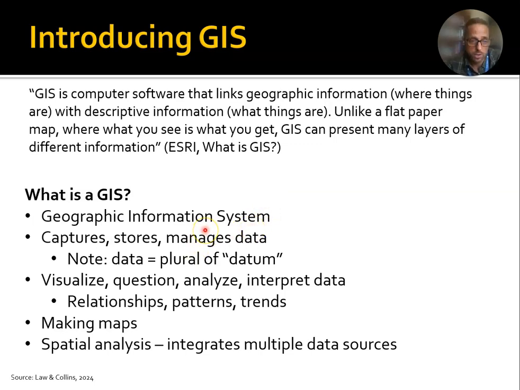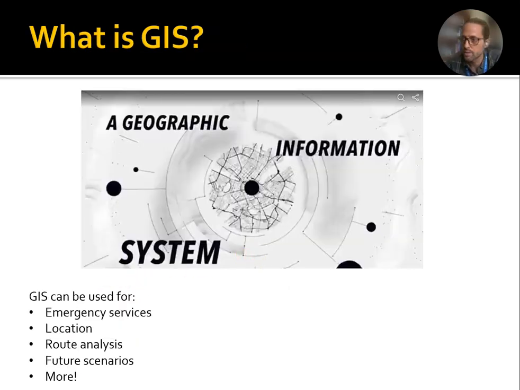So what is a GIS? It's a geographic information system. You should know that. Captures, stores, and manages data. We've talked about how data are really important. We also talked about how data is actually a plural word for datum. So singular is datum, like a single data point is a datum. And then data, that's more than one datum. And so you can visualize and represent data, but also the real power of GIS is this spatial analysis side of things, where you can do, as you'll see throughout the semester, a lot of different ways to spatially analyze things.